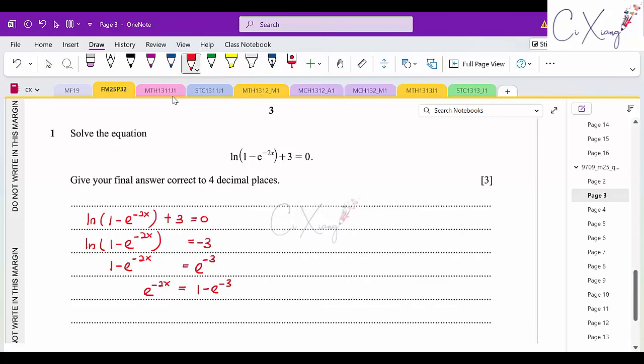Okay, then after that, if I want to make the -2x down become a number, I have to take ln both sides. If you want to take log both sides also can, but for me I prefer to take ln. It is because ln e is equals to 1. Okay, so I'm having ln 1 minus e power -3.